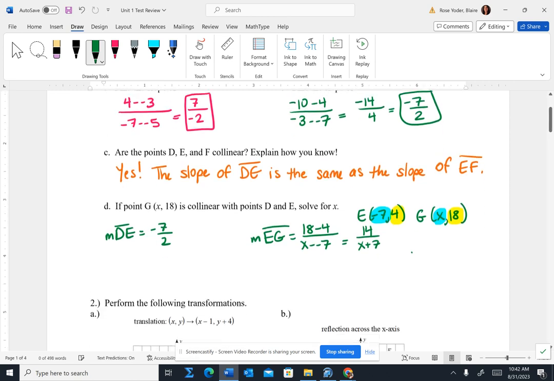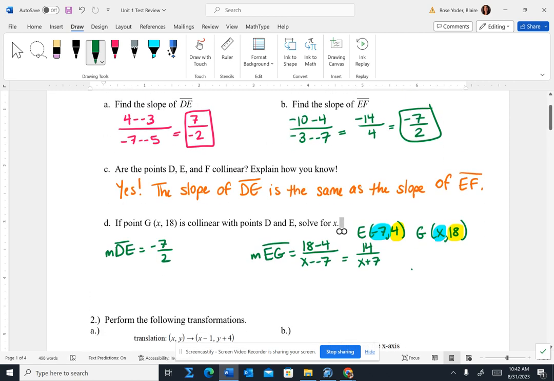And I want to set these two slopes equal to each other, because if G is collinear with D and E, then the slope of EG must be equal to the slope of DE. So negative 7 halves equals 14 over x plus 7.